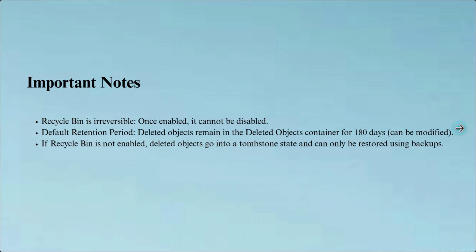And this slide I think I missed. Recycle bin is irreversible. If you have enabled it, you cannot disable it. Default retention period, deleted objects remain in the deleted object container for 180 days. That cannot be modified. Now we have not set the default lifetime for an object in recycle bin, so it follows the 180 days default of the Tombstone Lifetime. If recycle bin is not enabled, deleted objects go into a tombstone state and can only be restored using backups. No need to follow that.